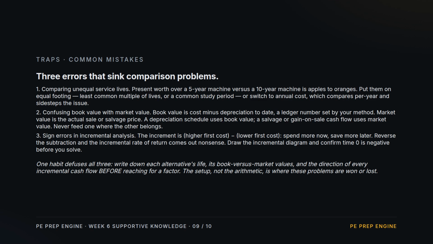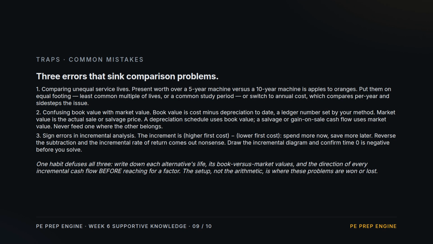3 traps. 1. Never compare unequal service lives head-to-head. Put them on a common horizon with the least common multiple, or use annual cost, which compares per year. 2. Don't confuse book value with market value. Book value is cost minus depreciation, a ledger figure, while market value is the real sale price, and each belongs in a different cash flow. 3. Watch the signs in incremental analysis. The increment is higher cost minus lower cost, so time zero must be negative. Reverse it, and the incremental return is meaningless. Set the problem up carefully.